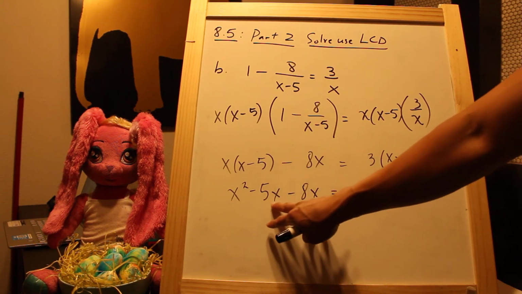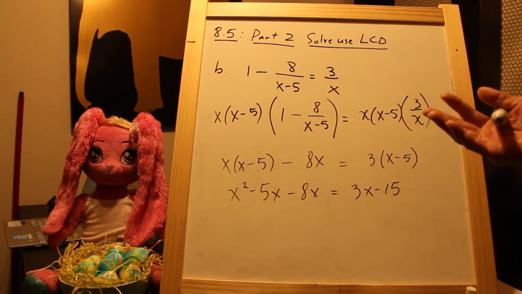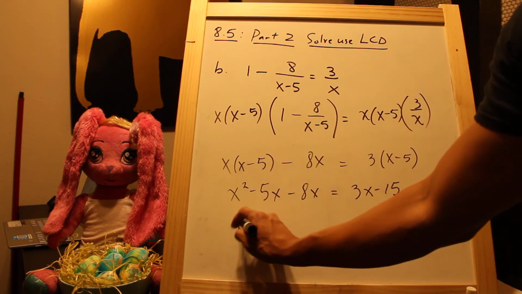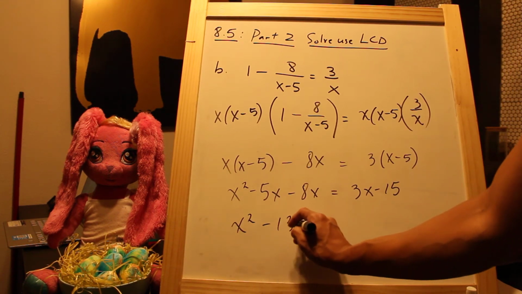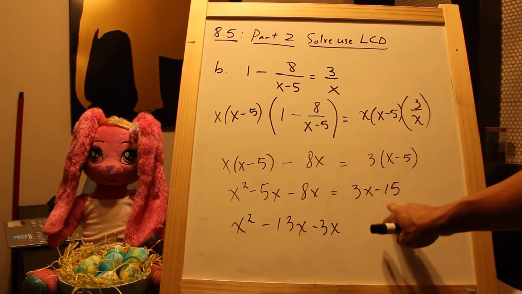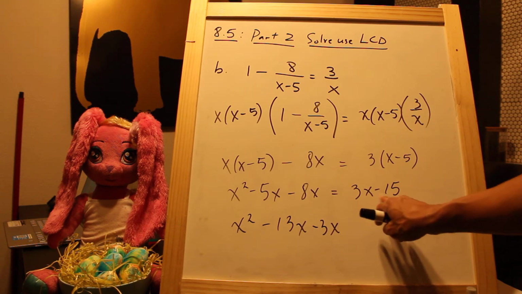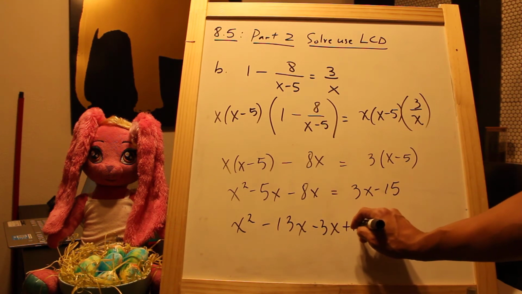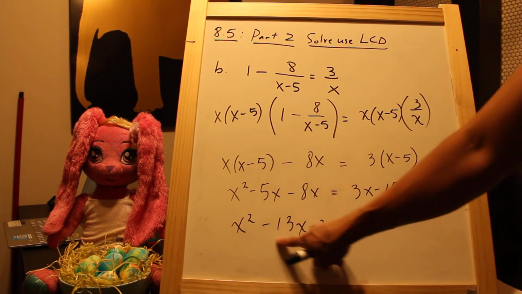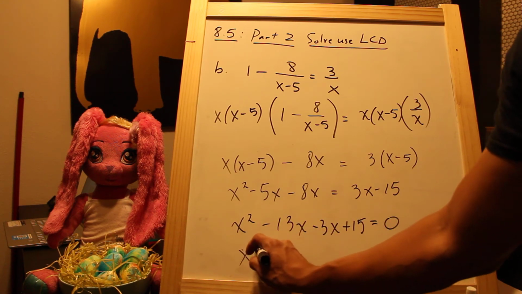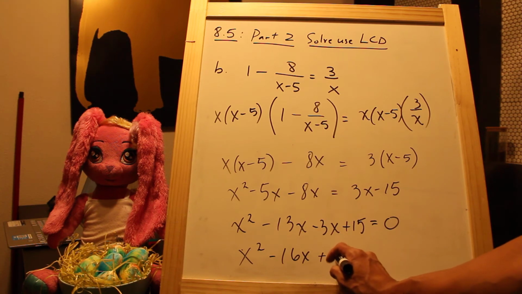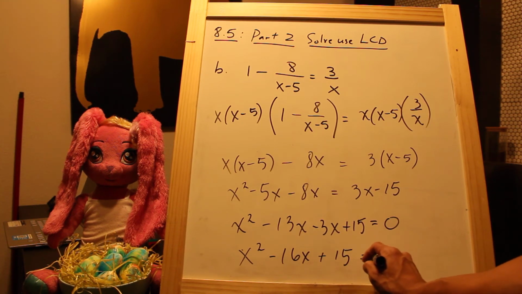Now I have a bunch of x terms here. I'm going to combine like terms here. So x squared minus 13x, I'm going to minus 3x over here, and I'm going to go ahead and add this 15 to this side. So this is minus, I'll add it over here. And this is going to give me equal to 0. I have one more combine like terms over here. So this will be x squared minus 16x plus 15 equal to 0.